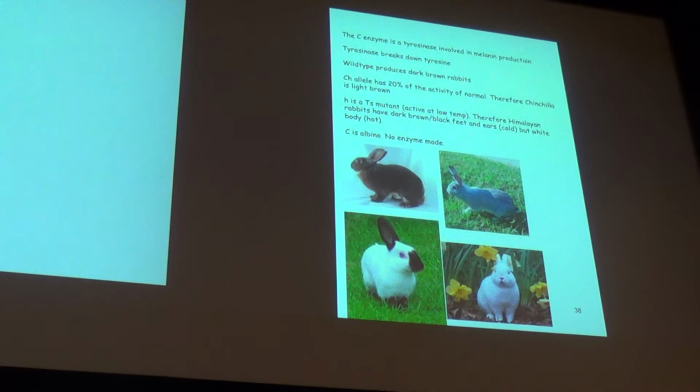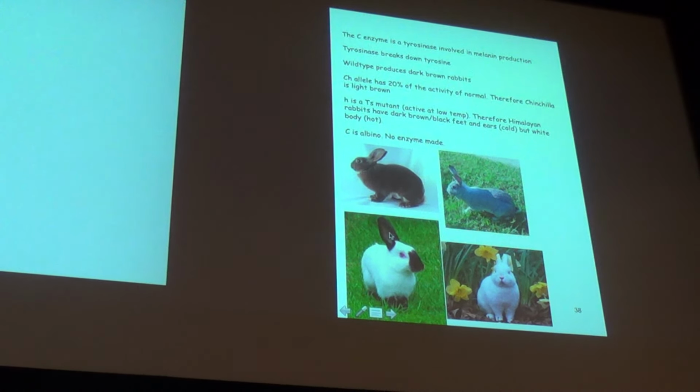Now the Himalayan rabbit mutant allele is interesting because this allele is sensitive to temperature. It's able to function at one temperature, but not able to function at another temperature. And so it's active at low temperatures, and therefore the extremities, which are at low temperatures, the enzyme is active in those cells, and you get dark color because it produces the pigment. But the body is at a higher temperature, the enzyme is no longer active at the higher temperature, and you basically end up with white.